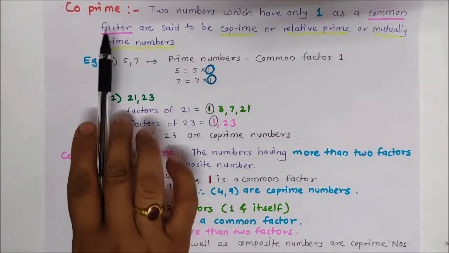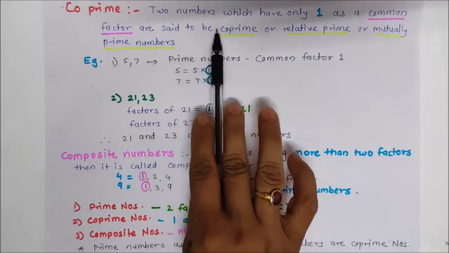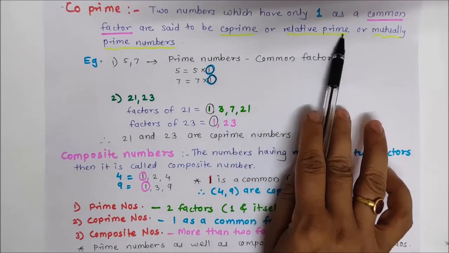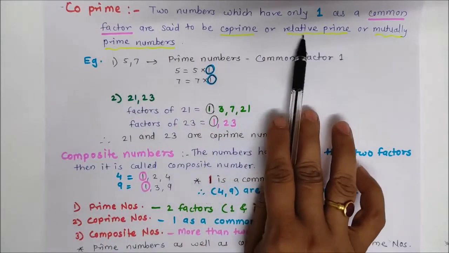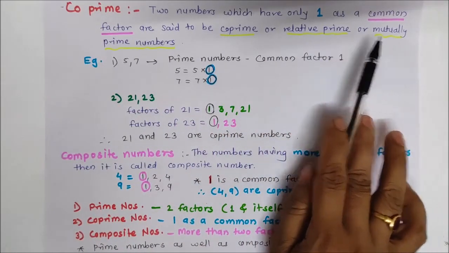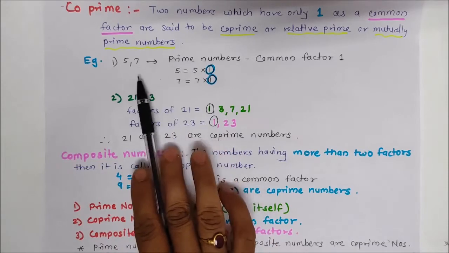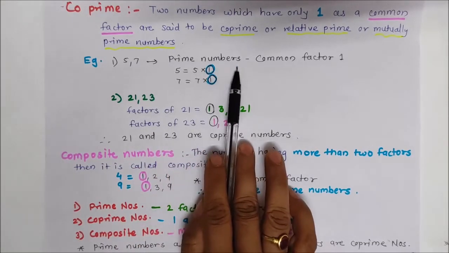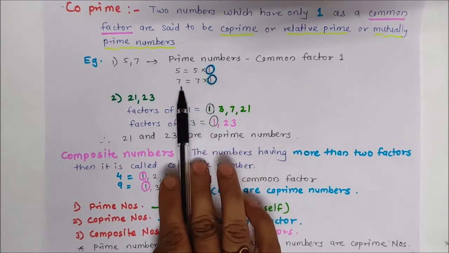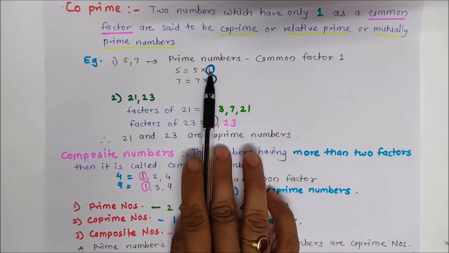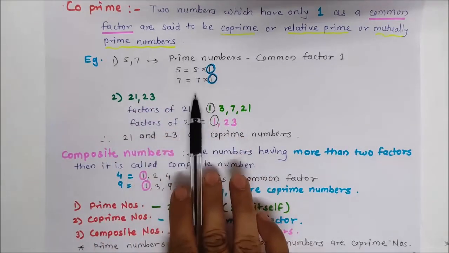The next point is co-prime numbers. The numbers which have only 1 as a common factor are said to be co-prime, relative prime or mutually prime numbers. Here one example is 5 and 7. Both are prime numbers, the factors of 5 are 5 and 1, and the factors of 7 are 7 and 1. Here 1 is the common factor. That's why 5 and 7 are a pair of co-prime numbers.